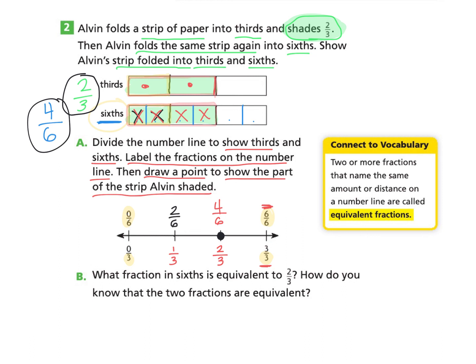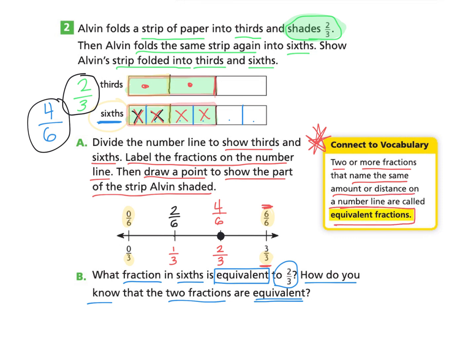Let's take a look at part B. What fraction in sixths is equivalent to 2/3? How do you know that the two fractions are equivalent? Well, we need to go over and take a look at the connective vocabulary, which explains that 2 or more fractions that name the same amount or distance on a number line are called equivalent fractions.